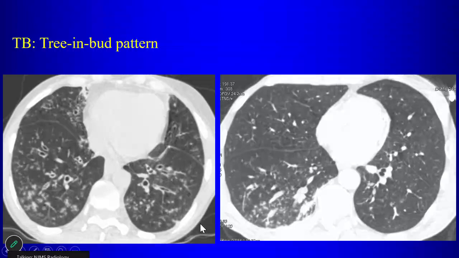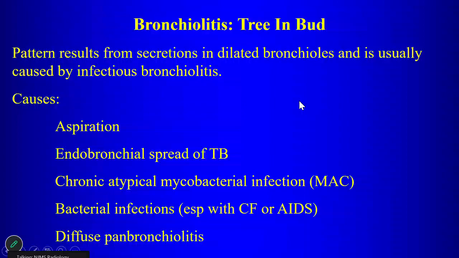So we're all familiar with what tree and bud looks like. So we have these little nodular opacities. They're centrilobular in distribution, and they're kind of branching. And so whenever we see tree and bud opacities, then we think of bronchiolitis. So that's inflammation affecting the inside of these bronchioles.